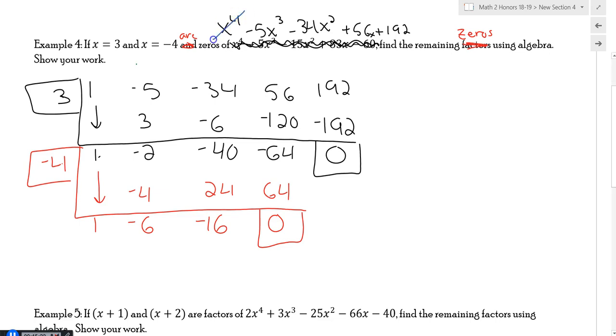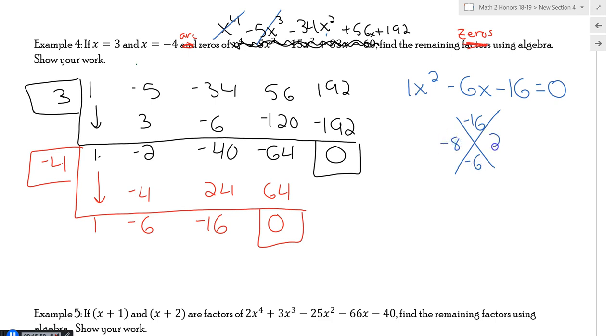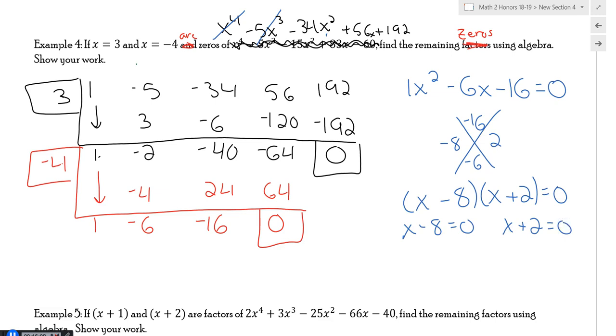So when I go to write this, I did my 1st division, my 2nd division. I'm now down to an x squared. So it's 1x squared minus 6x minus 16. Then, I'll show you underneath, right? Our multiplication, 1 times negative 16 is negative 16, negative 6, and we get negative 8 and positive 2. We get x minus 8, x plus 2. So x minus 8 equals 0, or x plus 2 equals 0. So then we have our answers there.